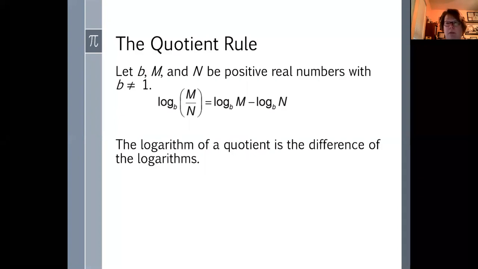A quotient means you're dividing two things. So you're dividing m by n. The logarithm of that quotient, m divided by n, can be written as the difference of the two logarithms. So it's the log base b of the numerator of your quotient minus the log base b of your denominator, n.